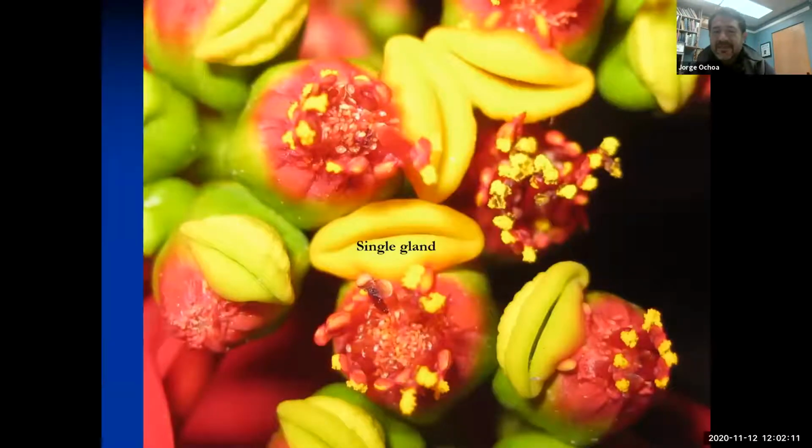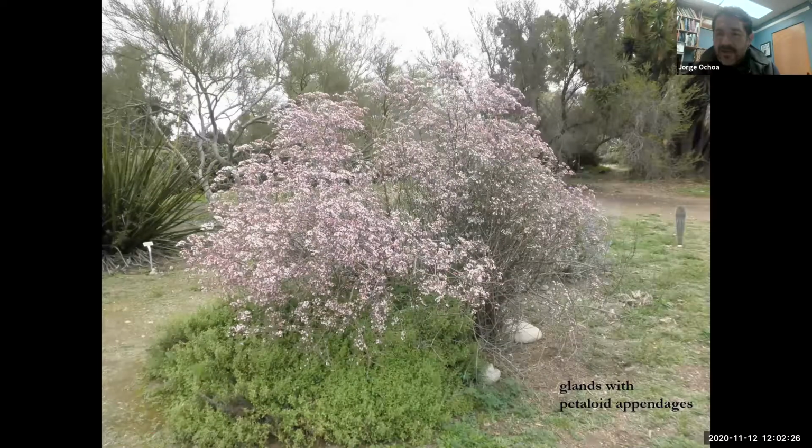Or we have Euphorbia pulcherrima, which is the poinsettia that has just one gland. So here is the cyathium, or the flower cluster, and that one gland right there will be responsible for the pollen or nectar. Or we have the glands that are going to have an extension, and they may look or play the role of a petal. So here's the glands with petaloid, or petal-like, appendages.